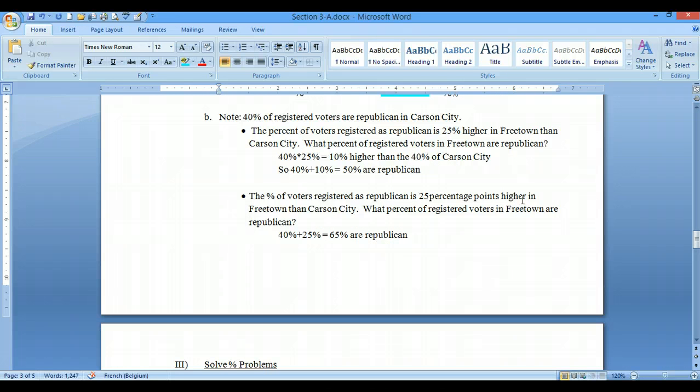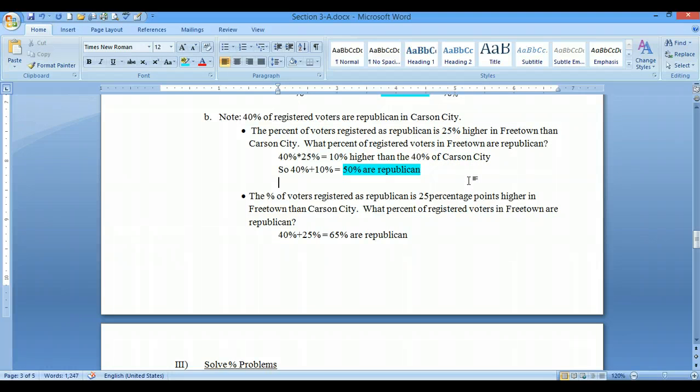Before we get started, note that 40% of the registered voters are Republican in Carson City. So our first part of example B: the percent of voters registered as Republican is 25% higher in Freetown than Carson City. What percent of registered voters in Freetown are Republican? So it is 25% higher in Freetown. 25% of 40, because it was 40% of registered voters in Carson City. So 25% of my 40% is 10 percentage points higher than the 40% of Carson City. So I add my 10 percentage points, which gives me 50% of registered voters in Freetown are Republican.